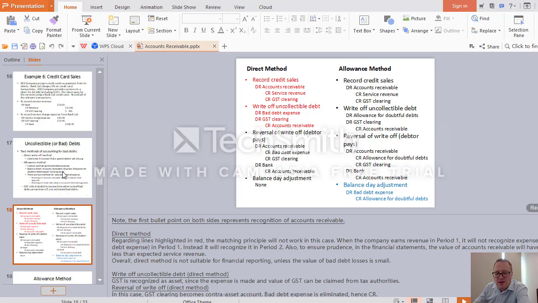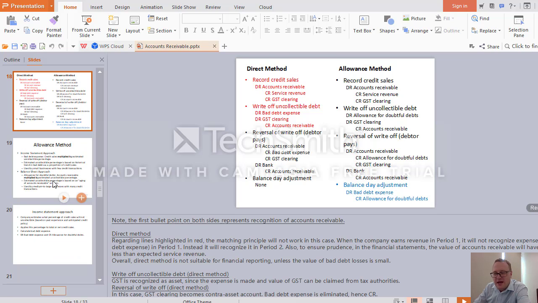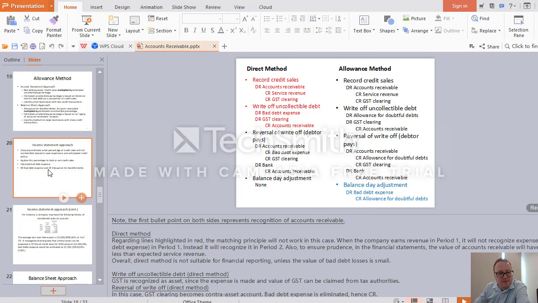So you will look at historical data and extrapolate it into the future. You will think that this year it would be similar or in line with the previous non-payments. And so you will then multiply your credit sales by the proportion of non-payment, and you will find the value that you will put here. Debit bad debt expense and credit allowance for doubtful debts. It is an income statement approach.